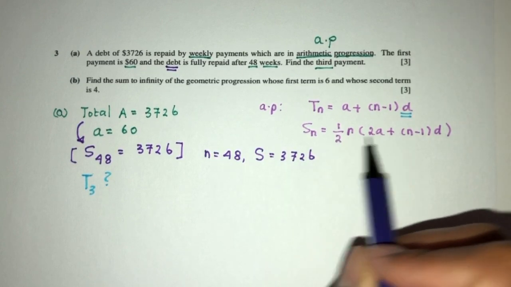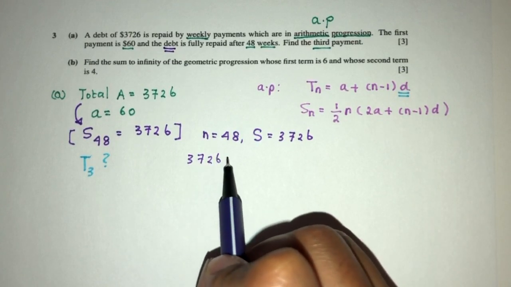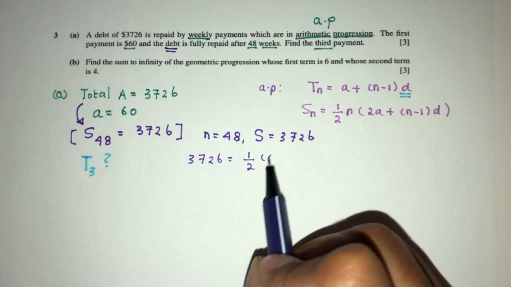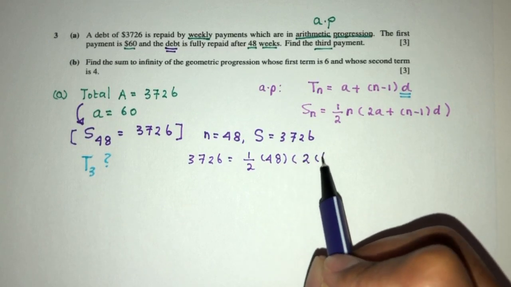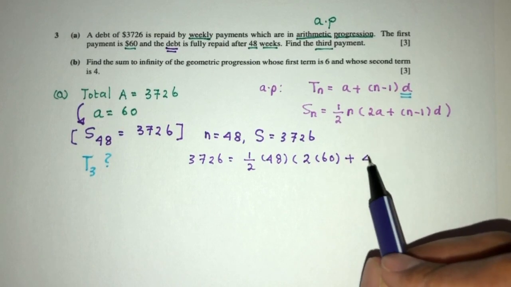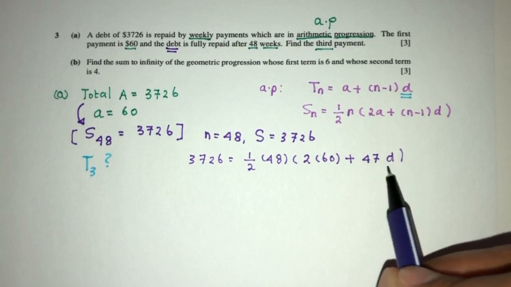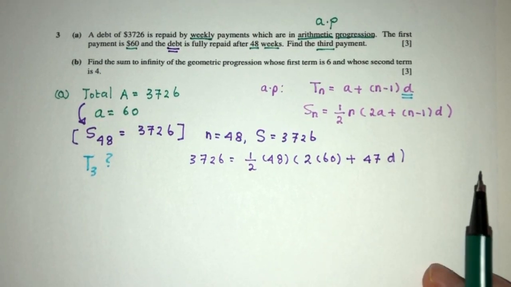Replace back in this formula. Let's see what you have. So you will have 3,726 is equal to half, n is 48, times 2 times a, so a we know is 60 given by the question, plus n is 48 minus 1 is 47 times d. So there's only one unknown. We have to find the value of d using this equation. So let's see how we can simplify this.